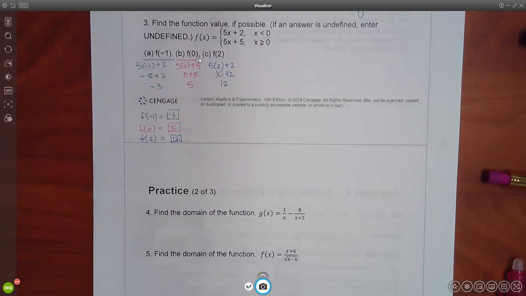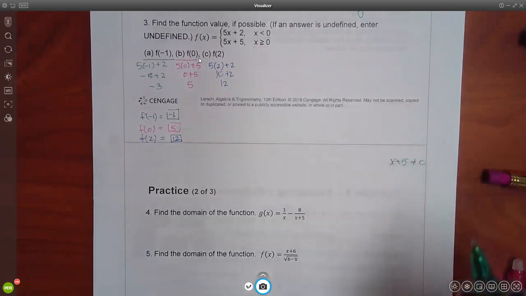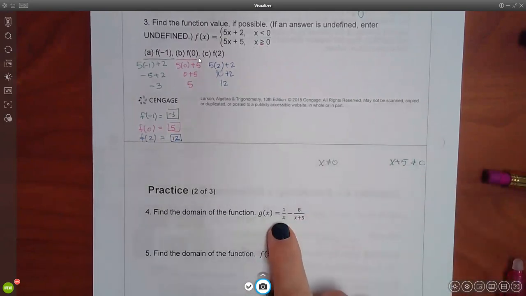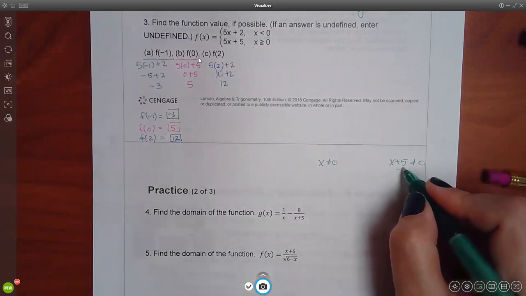Nope. But I have two denominators here, don't I? And I have to make sure that both of them do not equal 0. Okay. So we're going to have to set the x plus 5. X plus 5 cannot equal 0, but also x cannot equal 0, this denominator. Neither one of these guys can equal 0. Okay. Now that one I don't have to solve. It's already solved, right? X is already by itself. But this one I do have to solve.